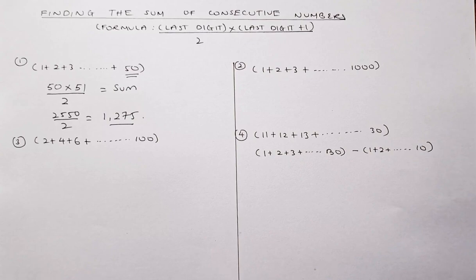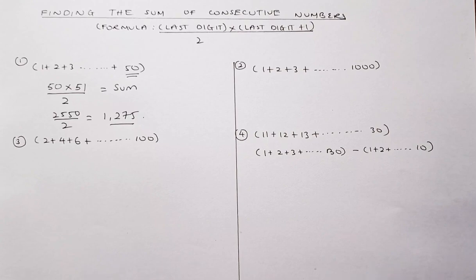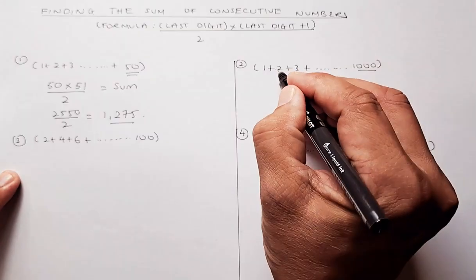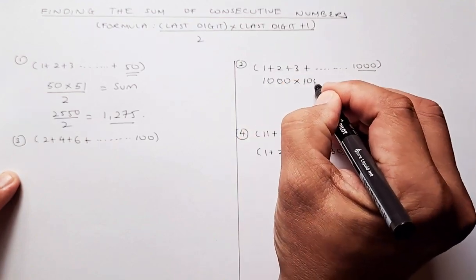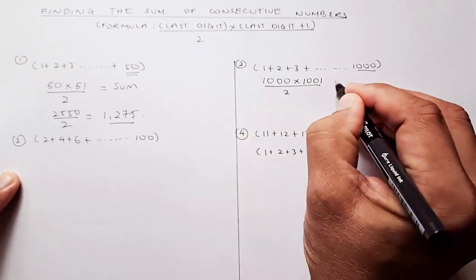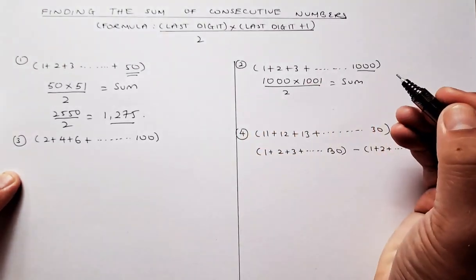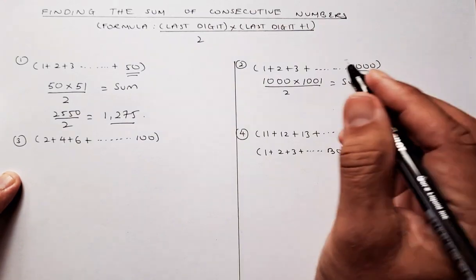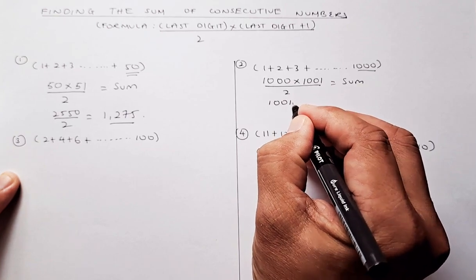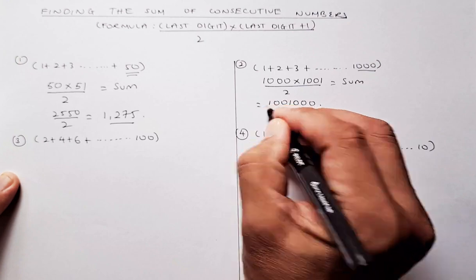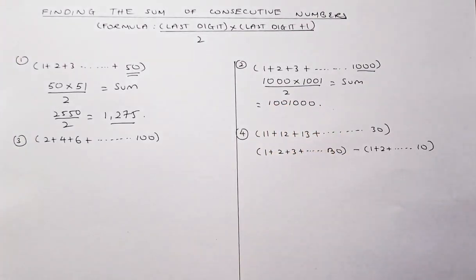Now we do a more challenging question. You have 1 to 1,000. This question has appeared in some of the admission tests for universities and so forth. This is how we do it. You look at the last number, 1,000, and multiply it by the next number, plus 1, which is 1,001, and you divide by 2. That will be the sum. If you put it in your calculator, the answer is going to be 1,001,000. Check with the calculator and tell me whether I'm right.